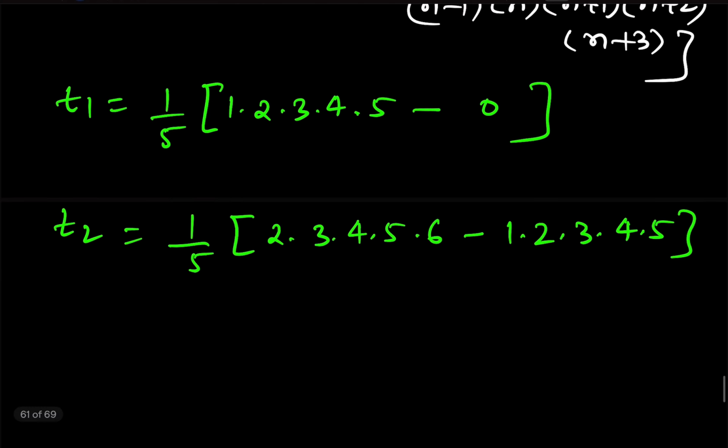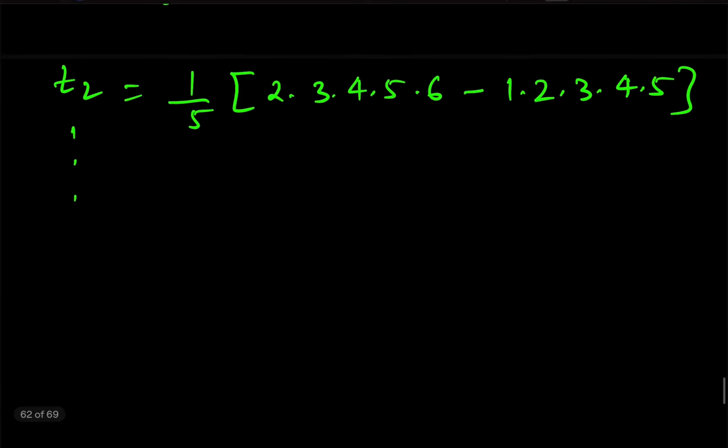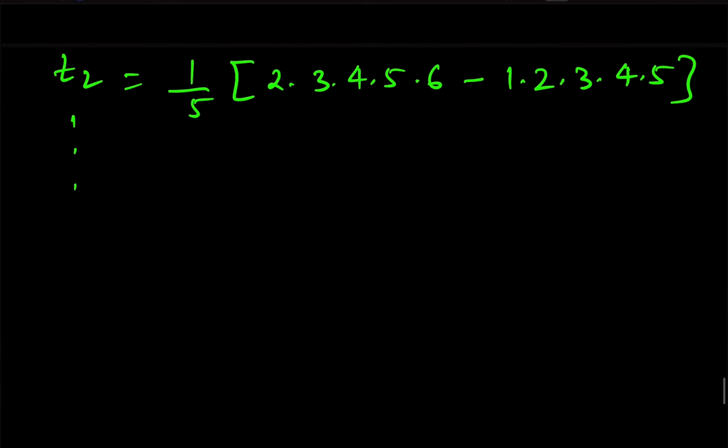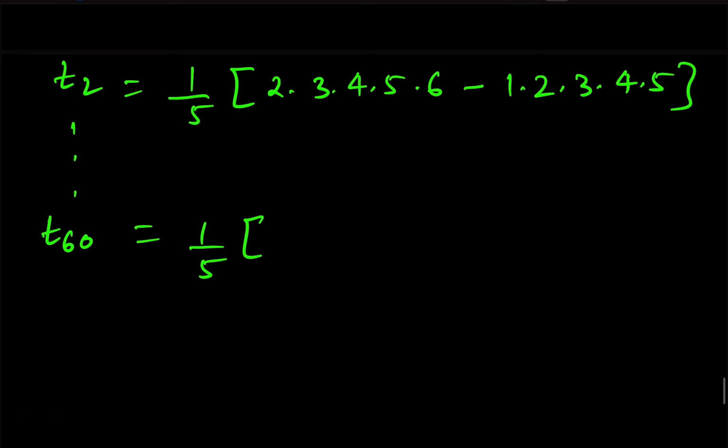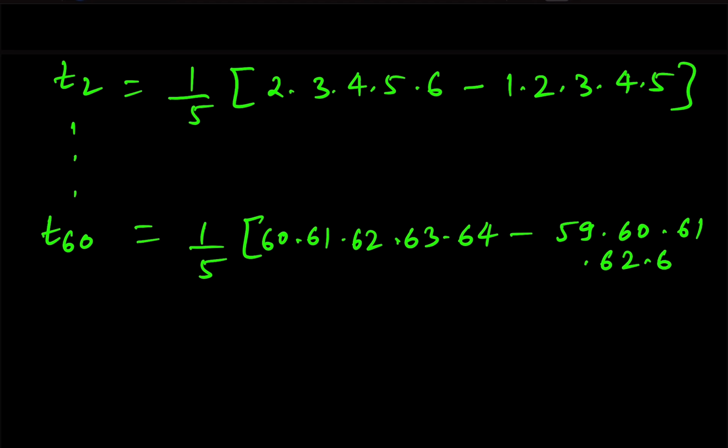Similarly, suppose you go till some number of terms, say 60 terms, because why always 50? So 1 by 5, and here you will get 60, 61, 62, 63 into 64 minus, here you will get 59 into 60 into 61 into 62 into 63. So don't confuse with the dots. These are all multiplications.